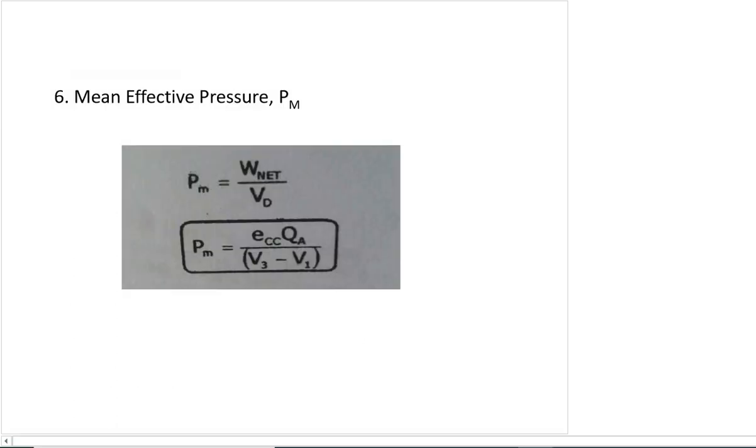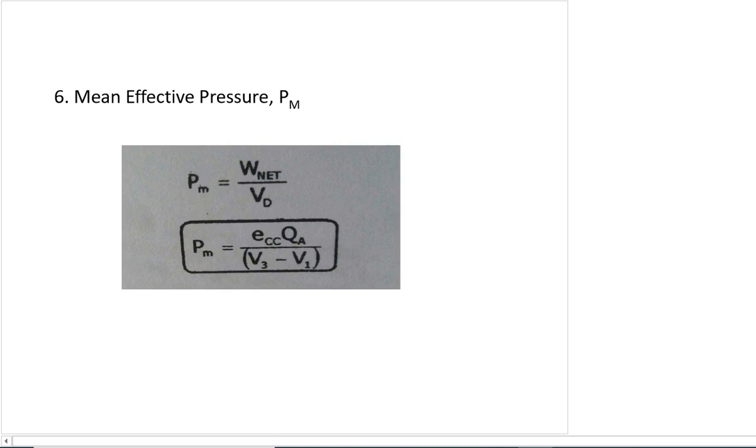Okay. So, the mean effective pressure naman, ang mean effective pressure natin ay yung average pressure nasa engine. Yung nasa engine, average pressure. So, this is the formula, work net over VD or the work net kanina natin over the volume displaced. Ano po yung volume displaced natin? Pag sinabi nating volume displace, V3 minus V1 yan.